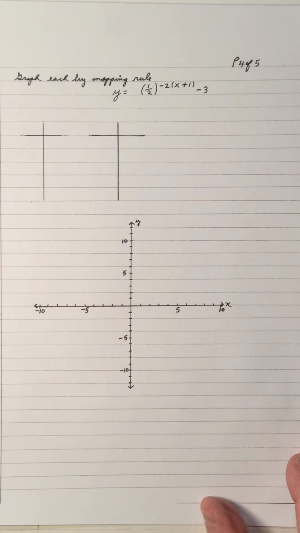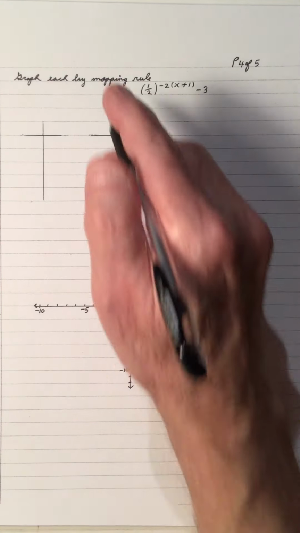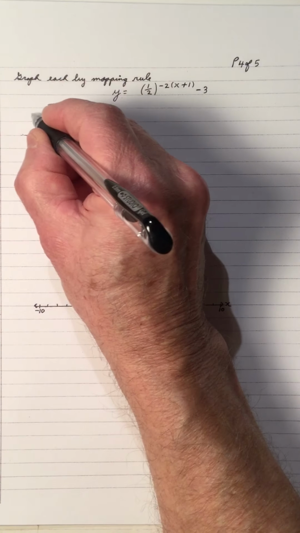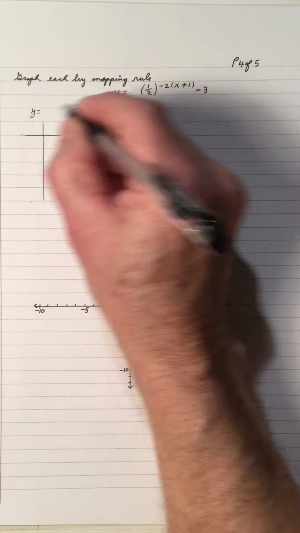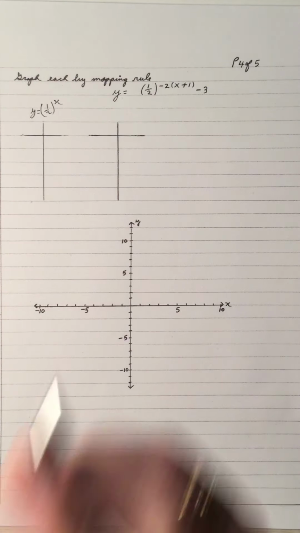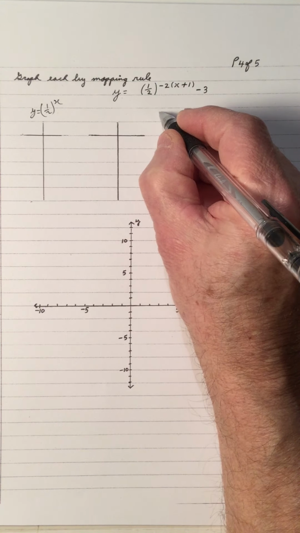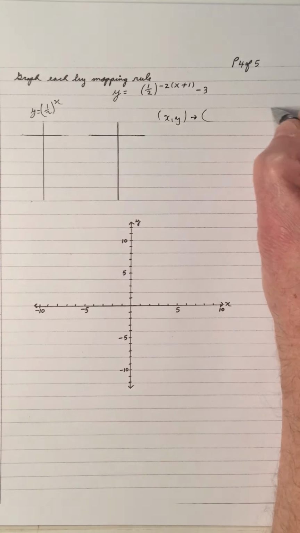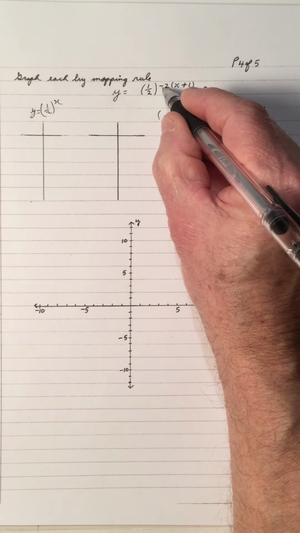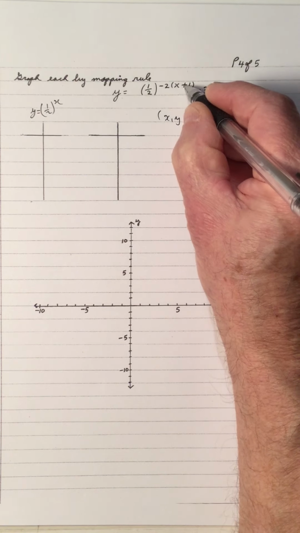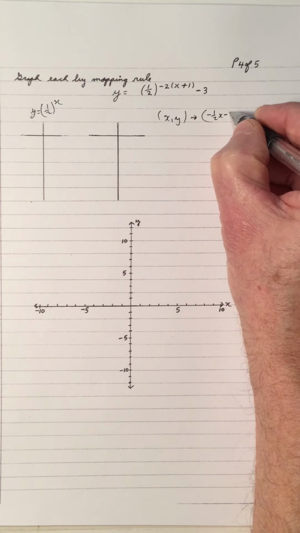Let's continue and try another one. Graph each by the mapping rule. And again, the basic equation is y equals, the base is a half, so it's a half to the x. So the mapping rule is x comma y. Here we go. For the x, we get the reciprocal of -2, which is a negative a half, x, and the opposite of +1, which is a -1.